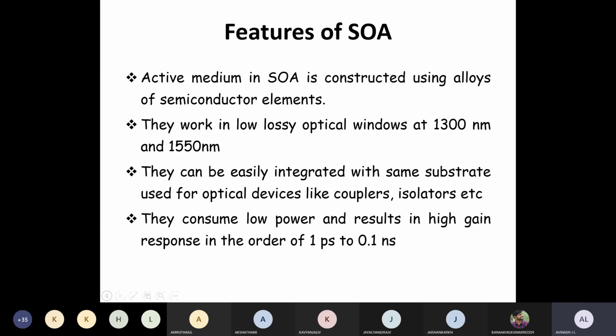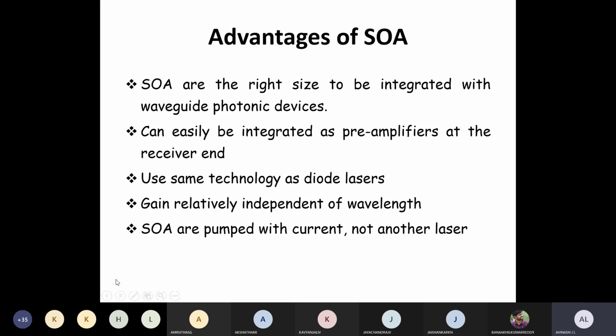After understanding these features, we can go for some of the advantages of SOA. What are the advantages of SOA? When talking about the advantages, we must understand one thing: advantages compared to what? Compared to other optical amplifiers, what are the advantages?